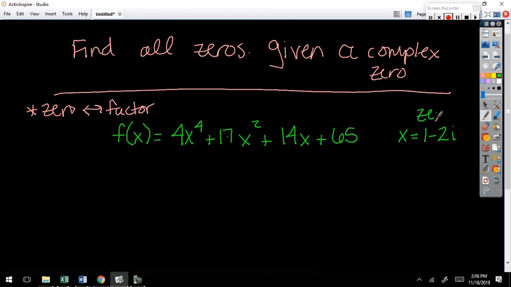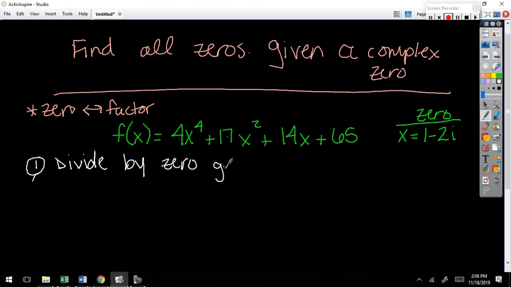Okay, so the first thing we're going to do, given a complex zero, is divide by the zero given. Don't let it intimidate you because it has an imaginary part. We're going to follow the same suit that we've done before. Remember, if you have a zero, you have a factor. And when you divide by a factor, it gives you the other factor. So we're going to divide synthetically, of course, because we're talking about x minus a number for that factor.